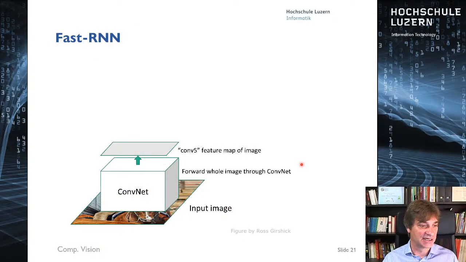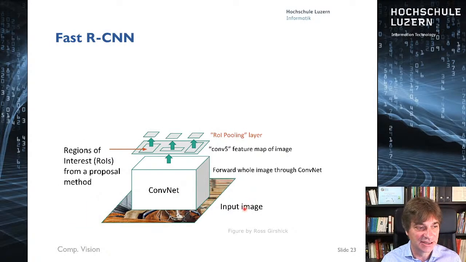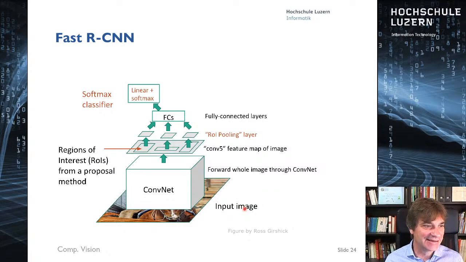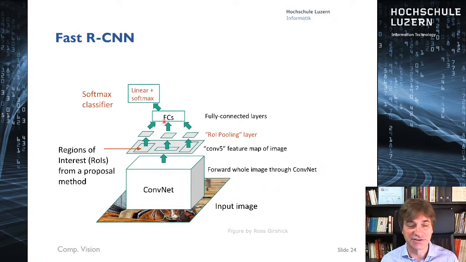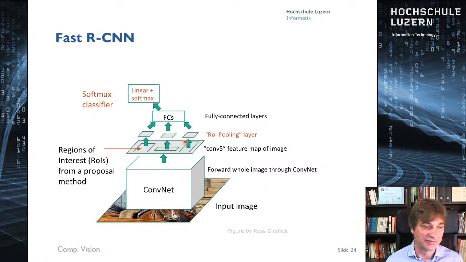So let's look at that again. You would have your input image. You can go with your whole image now through your convolutional neural network to get your feature map. So that will be a bit more efficient. Probably could have also done that with the other approach. Then you still have your region proposals from those proposal methods. And now you just train the later stages of the network with fully connected layers to do the actual classification of your image regions.